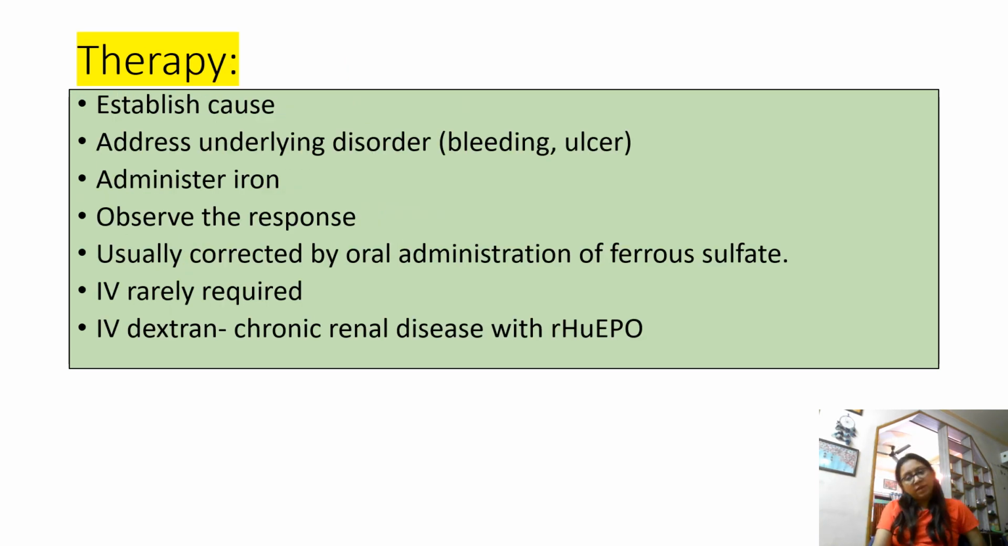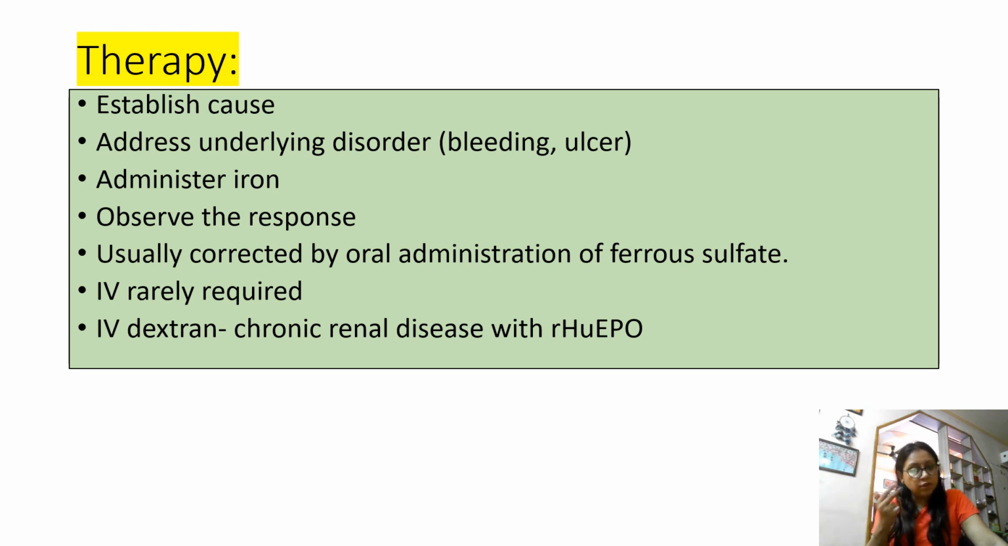So once you have made the diagnosis, we need to have an idea about what therapy should be given to an iron deficient patient. See, establish the cause. Iron deficiency, पहले आपको establish करनी होगी, yes, patient is having iron deficiency anemia. We have to address any underlying disorder, उसको ठीक करना होगा, whether patient is having underlying bleeding or peptic ulcer. Then we need to administer iron. There are two ways, एक आप orally दे सकते हो या IV से दे सकते हो. Observe the response also. So 4 heading, ये important है. Establish the cause of iron deficiency, address the underlying disorder जिसकी वजह से iron deficiency हो रही है.